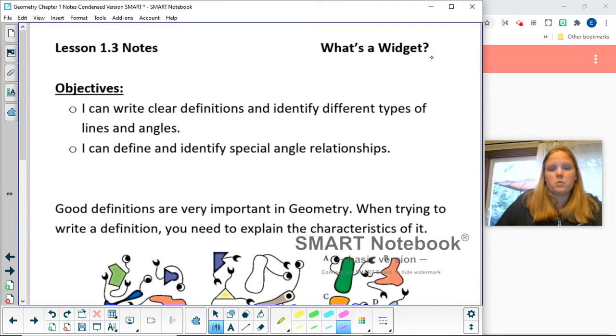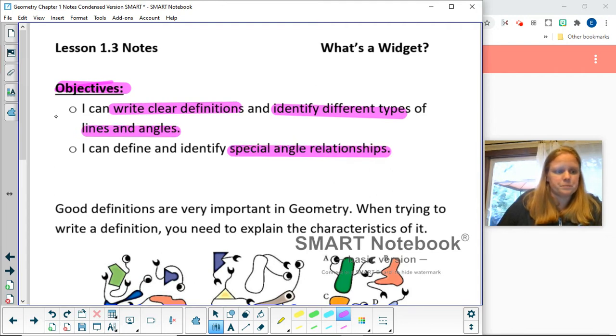The topic says, what's a widget? But that's just a made-up word for right now. Our objectives are to be able to write definitions and identify different types of lines and angles. So write clear definitions, identify types of lines and angles, and then angle relationships as well.